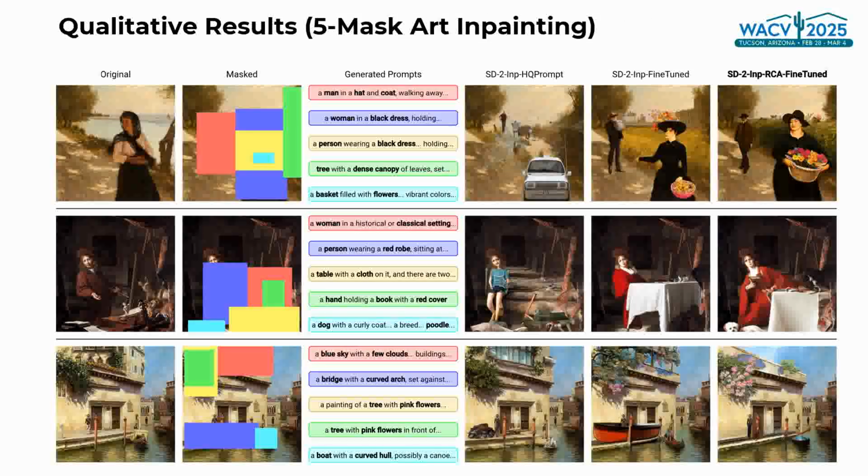In this slide, we present results on multi-mask painting with the generated prompts on the artistic dataset. Here, too, we achieve better prompt following and region alignment. For instance, in the second row, the RCA application allows the model to inpaint the dog in the required region.